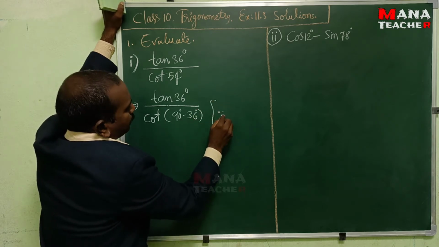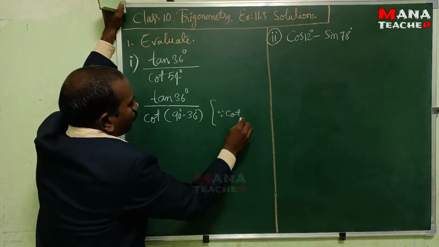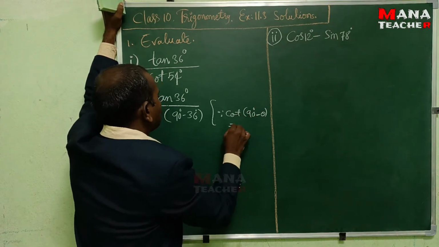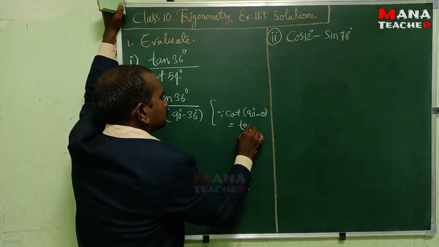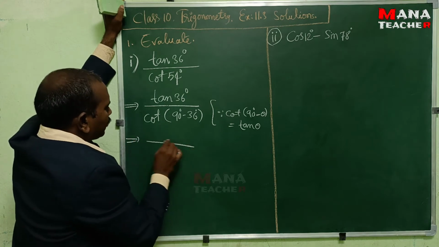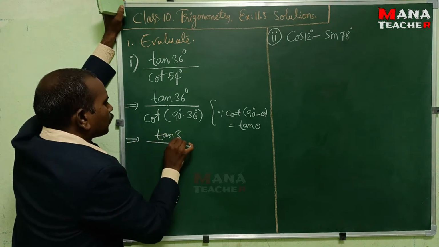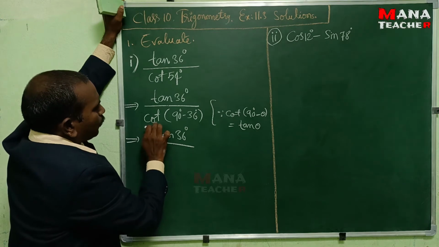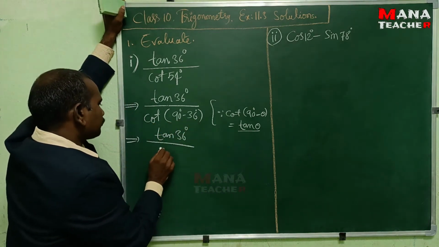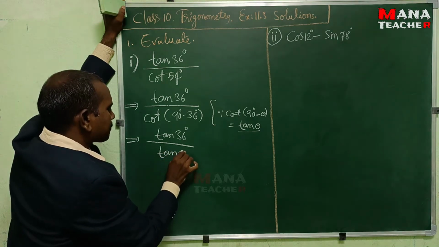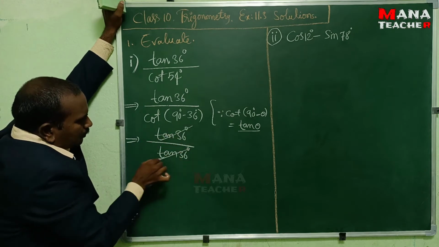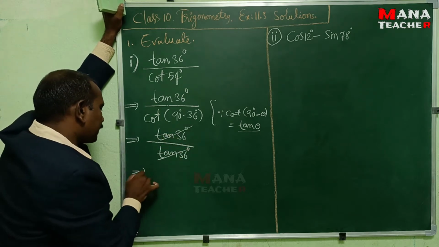Here cot(90 degrees minus theta) equals tan theta. Next, tan 36 degrees by cot(90 minus 36) equals tan 36 by tan 36. Tan 36 cancels with tan 36. The remaining is 1.